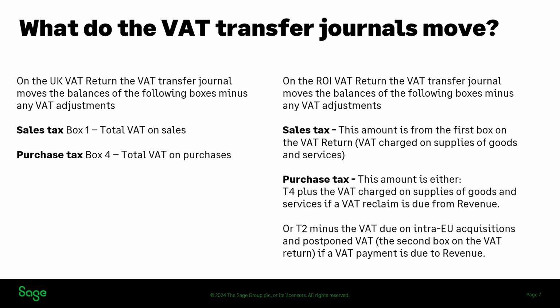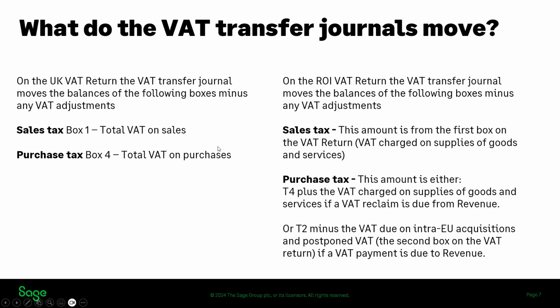In the Republic of Ireland, it differs depending on if it's sales or purchase tax, but also whether it's a payment due to or from the revenue. So for sales tax, it's the amount from the first box on the VAT return. And for purchase tax, if it's a reclaim, it's going to be box T4 plus the VAT charged on supply of goods and services. And if it's a payment to revenue, then it's going to be T2 minus the VAT due on intra-EU acquisitions and postponed VAT. So those are the values that we are going to move.